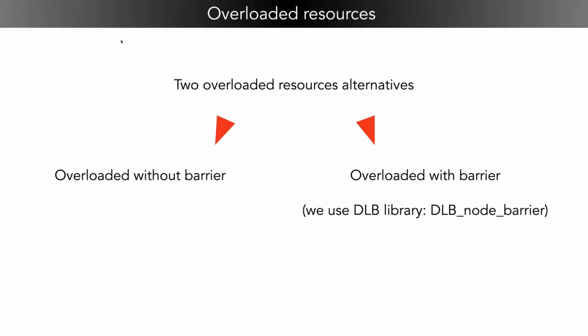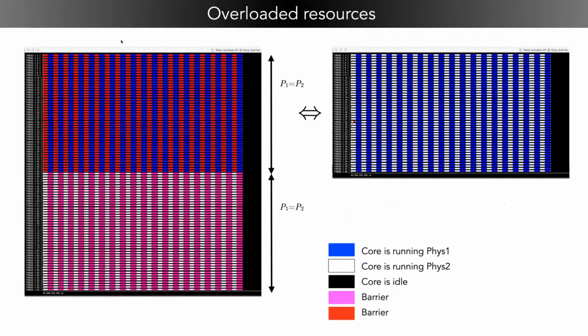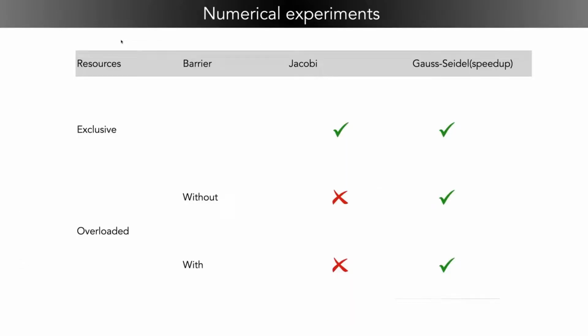So we have 2 ways of overloading. What I'm going to present now is that we can overload or oversubscribe without the barrier. This is what I explained: we have this MPI wait that can consume resources, so we'll see to what extent this is the case. And we can overload with this barrier to calm down MPI. I will present now the results. These are numerical experiments, and these are the runs we have used.